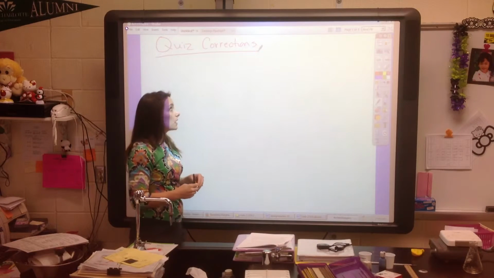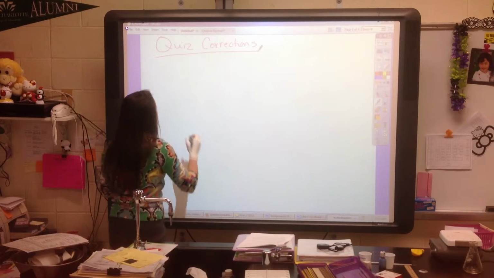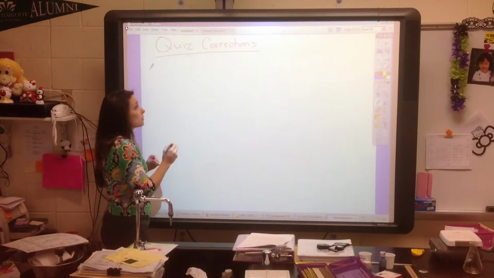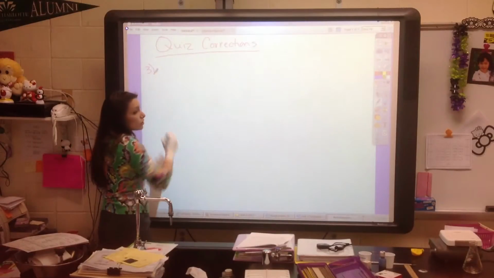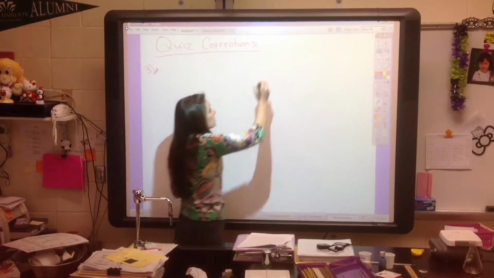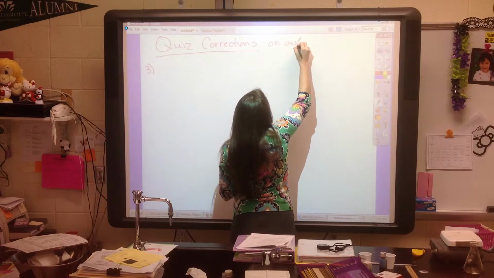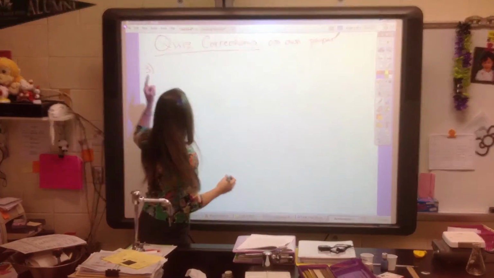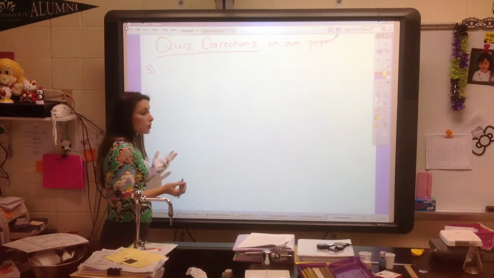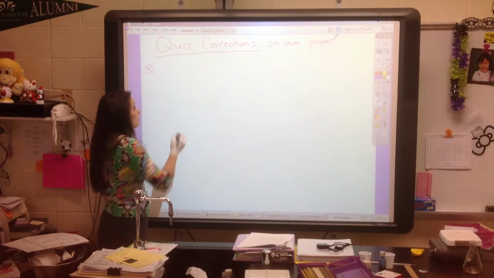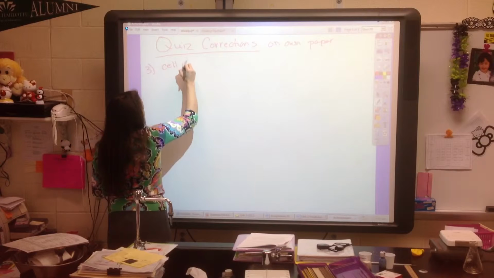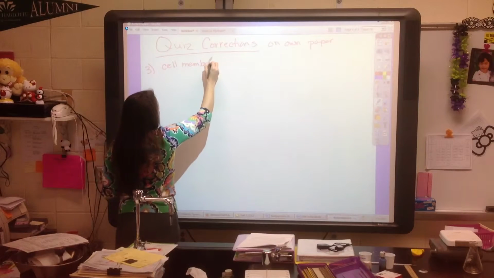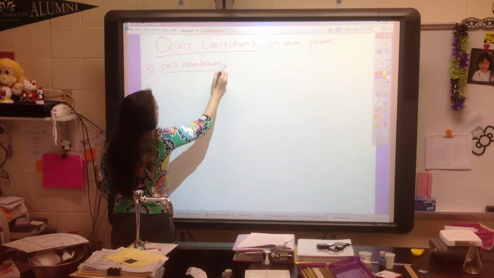And so just a reminder that when you do quiz corrections, you write the number that you missed. So if you missed number 3, you write down number 3. Now this needs to be on your own paper. So you need a sheet of notebook paper. You write down the number of the question that you missed, and then you write down a word. So maybe you missed something that was about the cell membrane. And that tells you that you need to study the cell membrane more. And remember, you need to do 2 things.